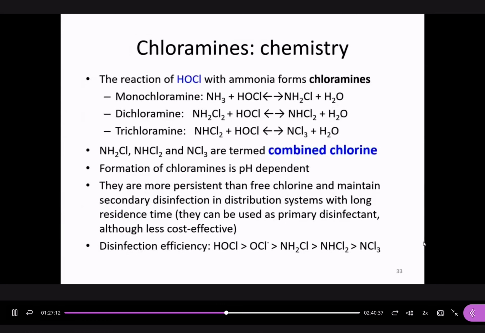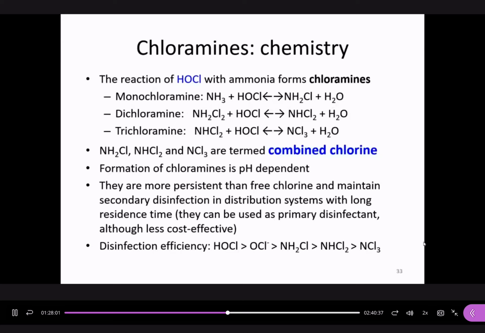And why do we produce chloramine? They're more persistent, so their lifetime is longer than free chlorine. Therefore, we can use them for secondary disinfection because they stay longer. Imagine how long it takes for the water to be transported from the water treatment plant to your home. From hours to days, right? So you need persistent chlorine, and that is achieved by chloramine.